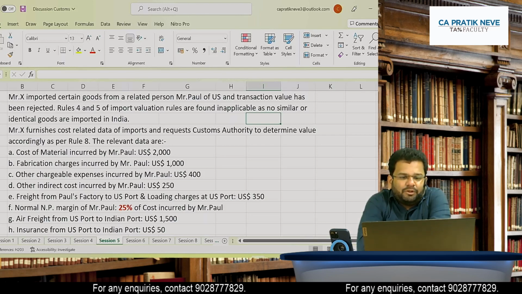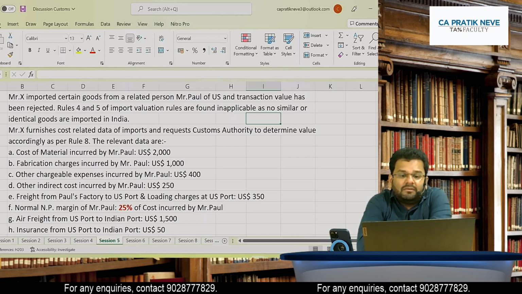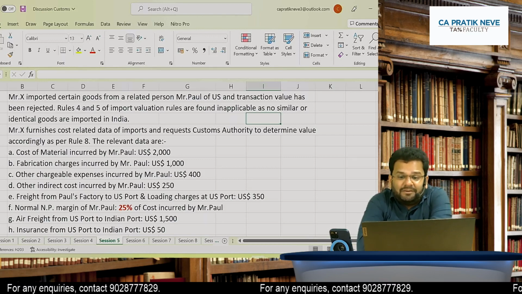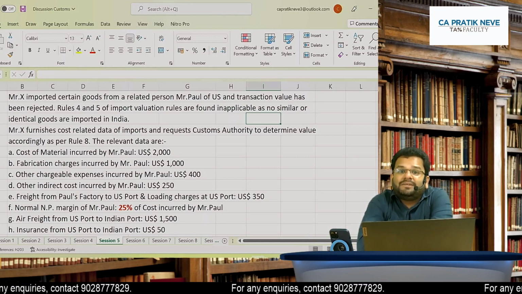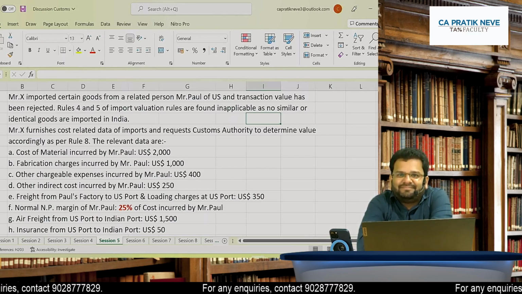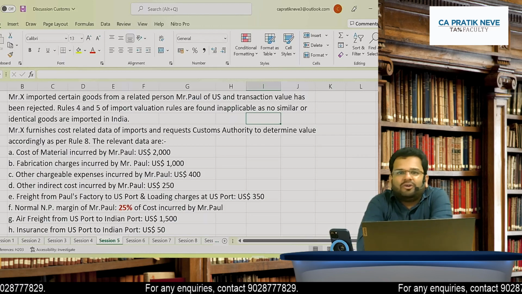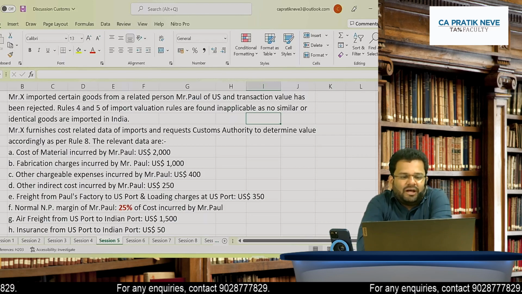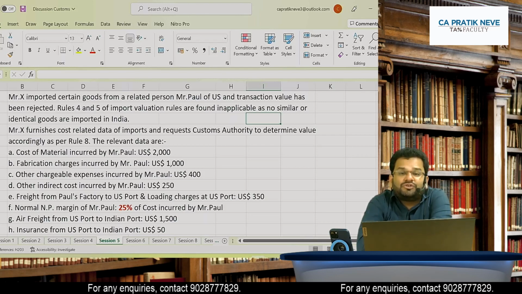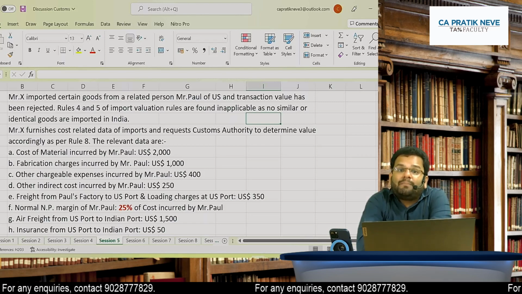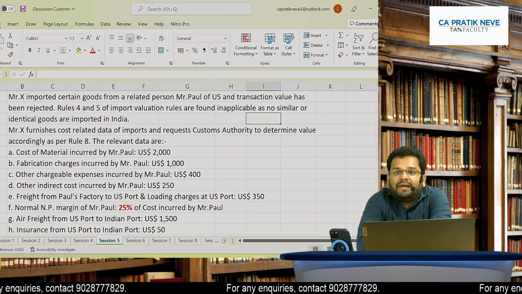Mr. X imported certain goods from related person Mr. Paul of US. It's from a related person, na? So transaction value has been rejected. Rule 4 and 5 unfortunately were also found inapplicable. So now you have no option but to come to 7 and 8. But cost related data from Paul is available. So you are applying 8 before applying 7.